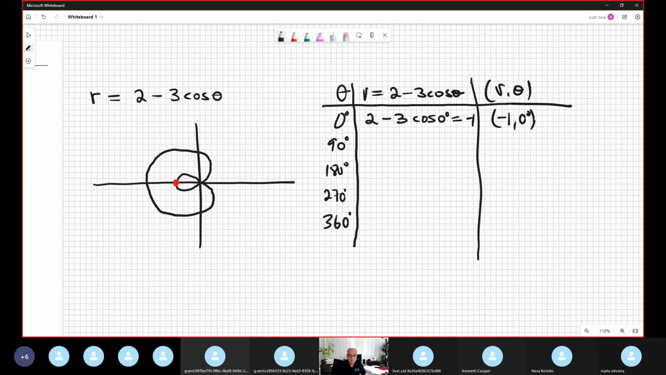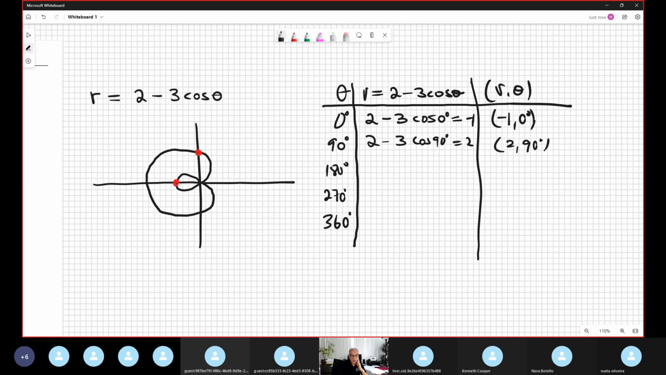90 degree. 2 minus 3 cosine 90 degree. Cosine 90 degree is 0. The answer is 2. And the point is 2, 90 degree. And 90 degree is that one. This value is 2. This distance is 2. This distance is 1. This distance is 2.